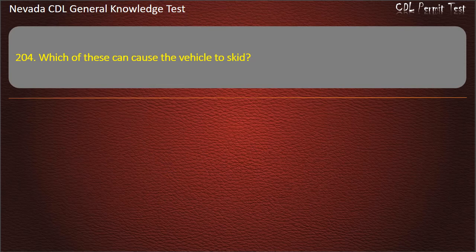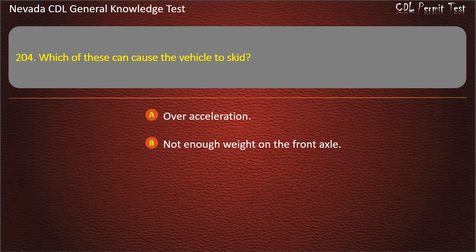Question 204. Which of these can cause the vehicle to skid? Over-acceleration. Not enough weight on the front axle. Both of these answers are correct. Answer. Both of these answers are correct.